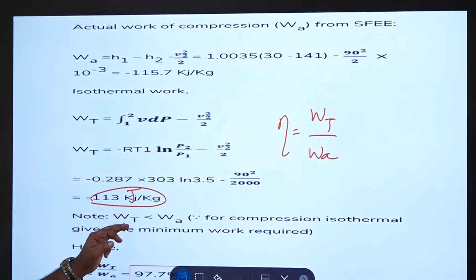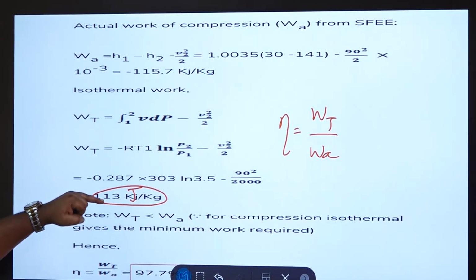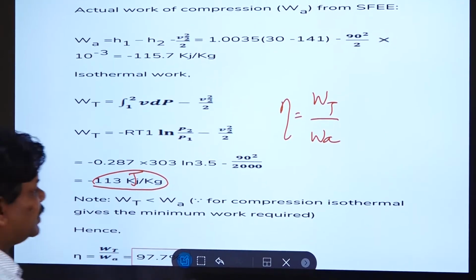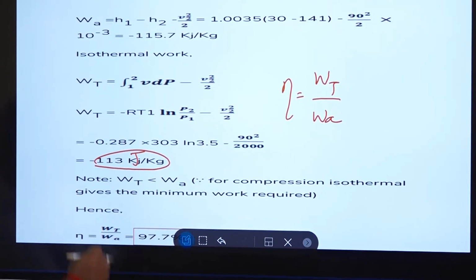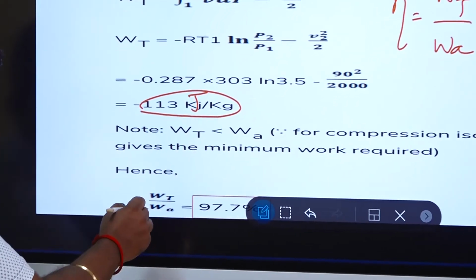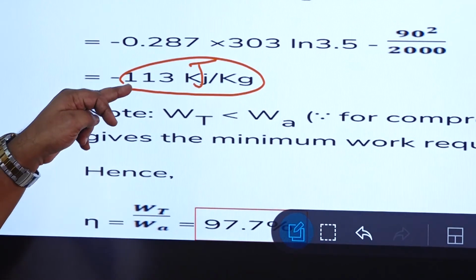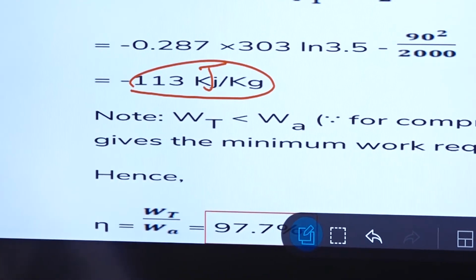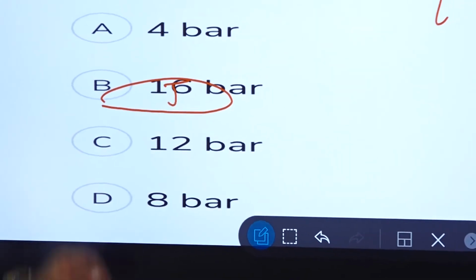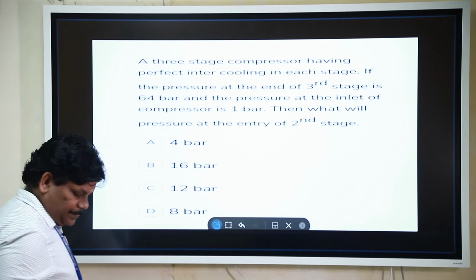You can see that WT is less than WA. For compression, isothermal gives the minimum work required. So efficiency is WT divided by WA. You will get the value: 113 divided by 115.7 gives 97.7%.